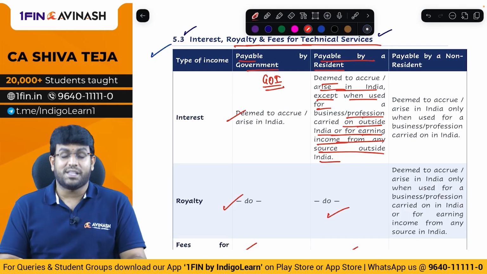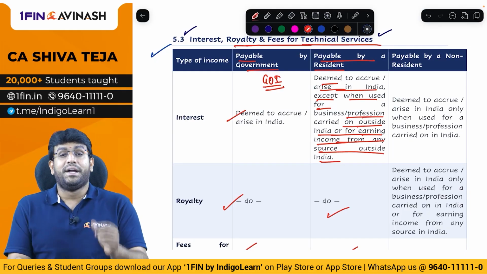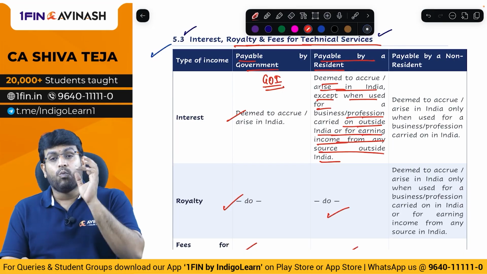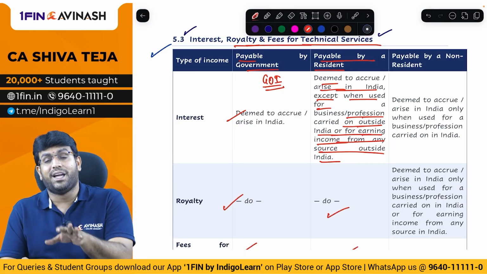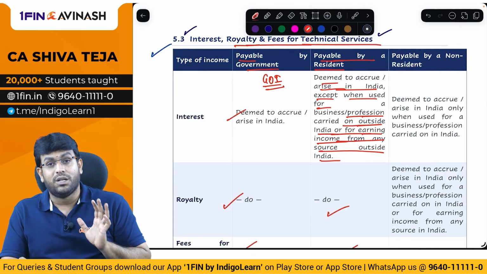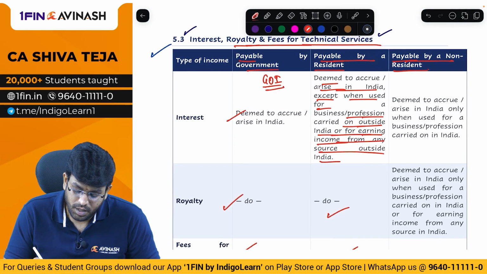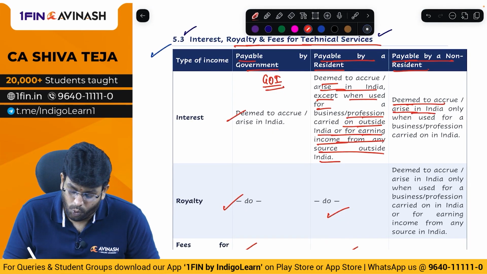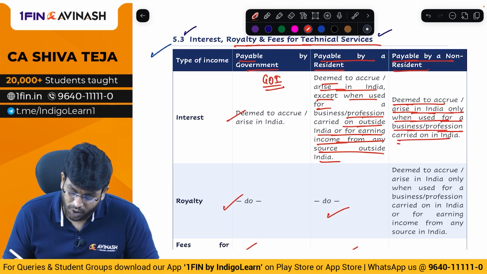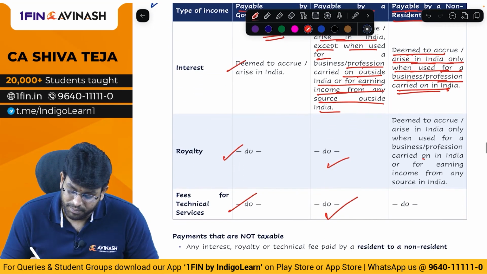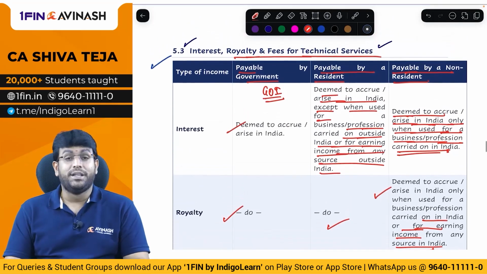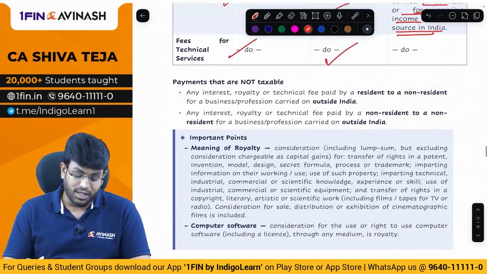If it is utilized for business in India, it is taxable because it is deemed to accrue as in India. Once it is deemed to accrue as in India, it is Indian income and taxable for all. Last point, payable by non-resident. It is deemed to accrue as in India only when used for the business or profession carried on in India or earning income from any source in India. So that is the story of this interest, royalty and fees for technical services.